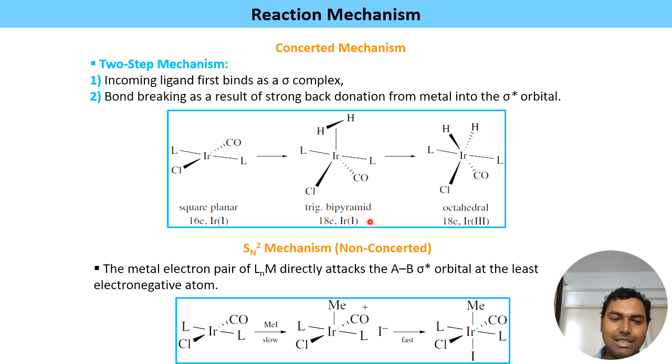Now the next mechanistic pathway, that is the SN2 mechanism, that is obviously not concerted. So at the first step, this complex adds to the methyl, and then the methyl cation adds to this iridium center, and in the next step, this iodide adds to this iridium center to give this octahedral complex. So this is basically SN2, substitution nucleophilic bimolecular.